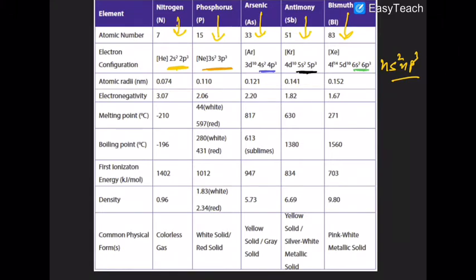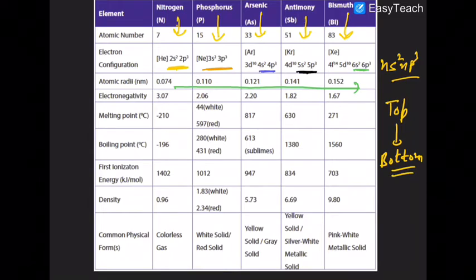And if you look at the atomic radii, what happens? Atomic radii continuously increase as we move from top to bottom in the group because of the addition of more and more quantum shells. So from top to bottom, atomic size increases.